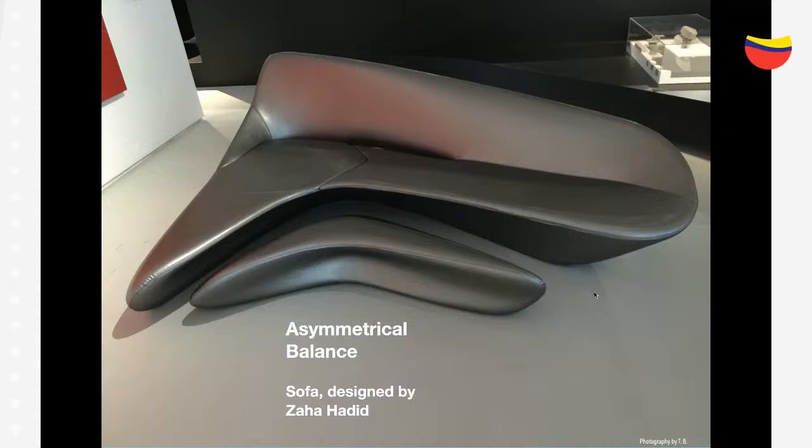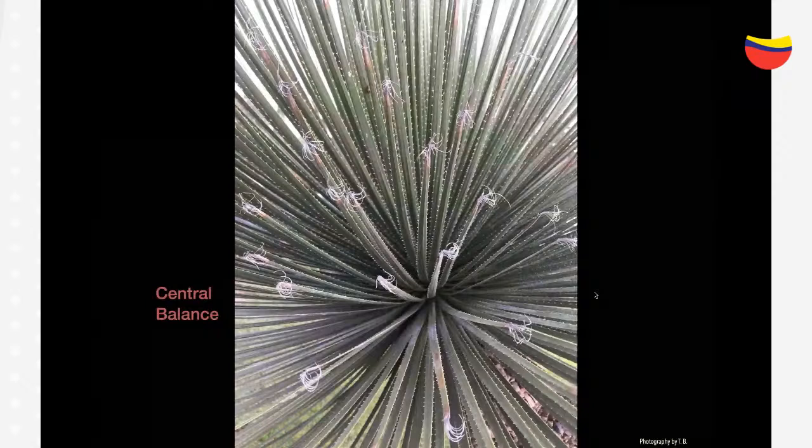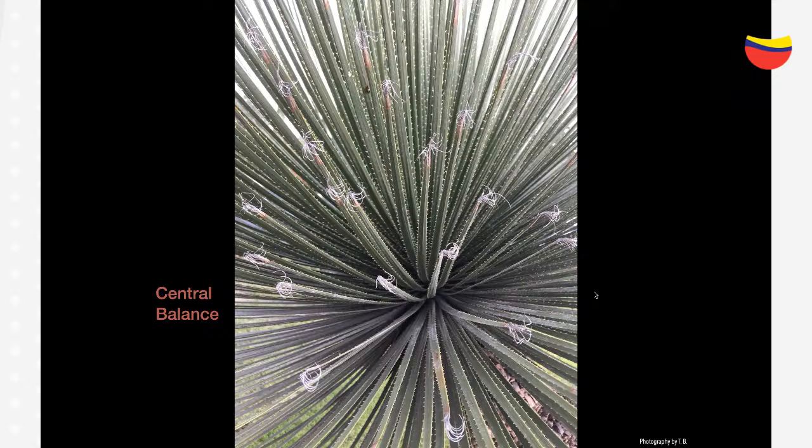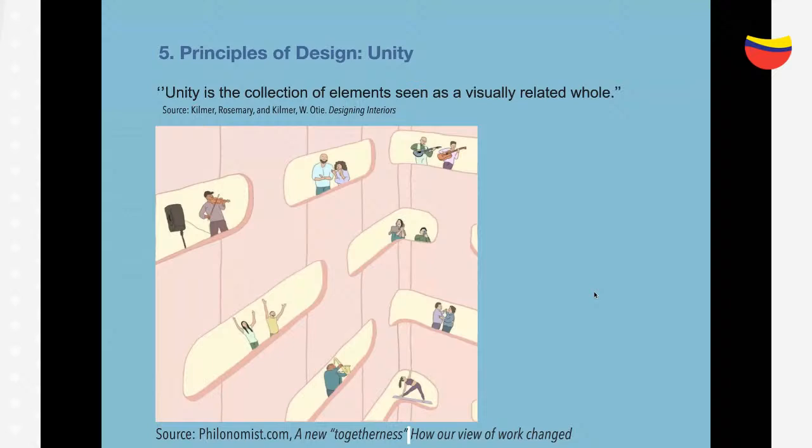Okay. Or a central balance. This is a plant, but you see how the center is attracting all the others, or the other way around. Everything is coming out of the center. But when you look at nature, you can find lots of elements like that. The unity. Unity is the collection of elements seen as a visually related whole.